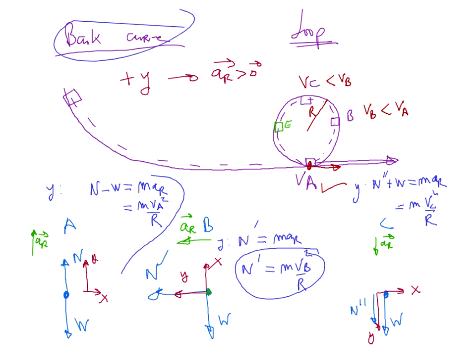Now let's switch to banked curves. Let's revisit, if we drive, how do we take turns? That is, if your car is here, that's the butt of my car, so my velocity is into the board.